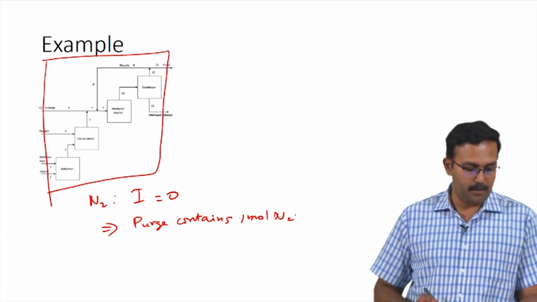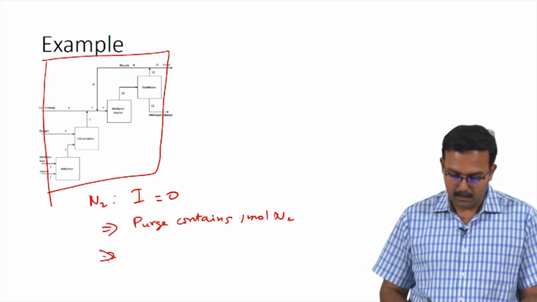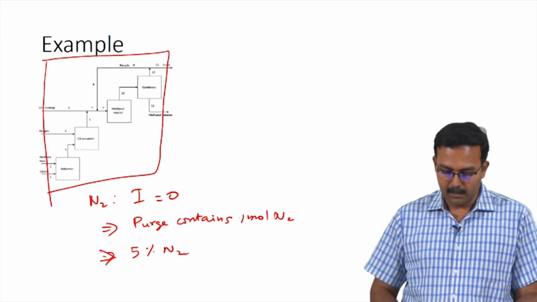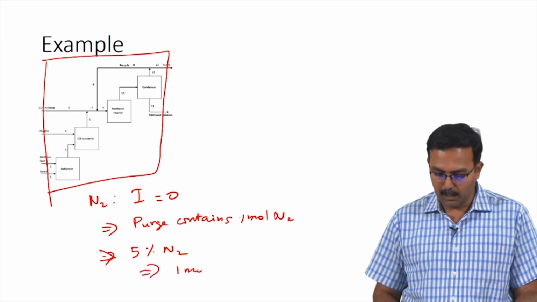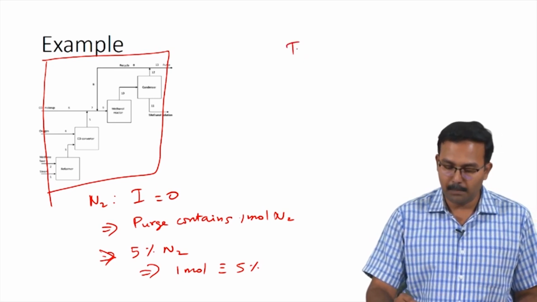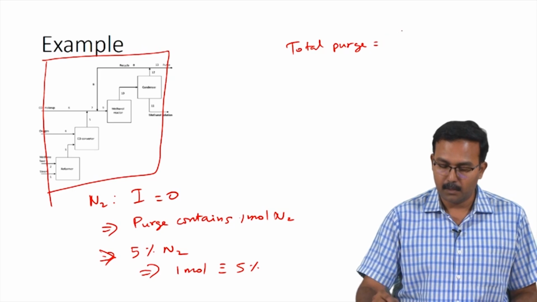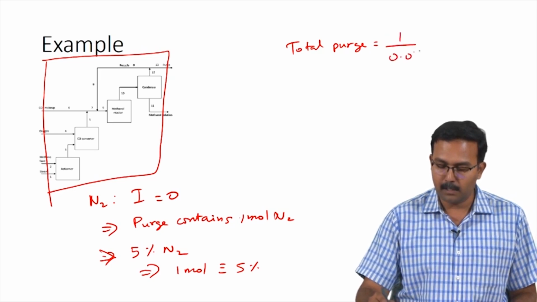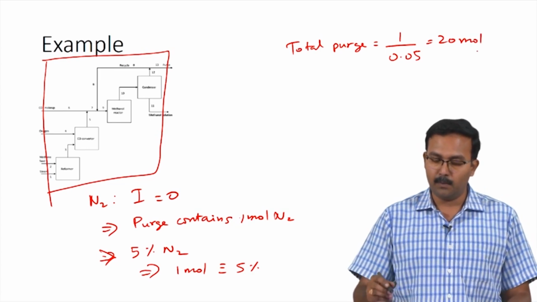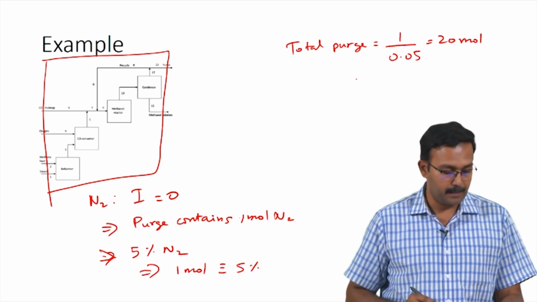We also have one information about the purge stream, which is purge stream contains 5% nitrogen. This implies 1 mole accounts for 5%. So, total purge stream would be 1 divided by 0.05, which is 20 moles. So, we have 20 moles of purge being sent out of the system.